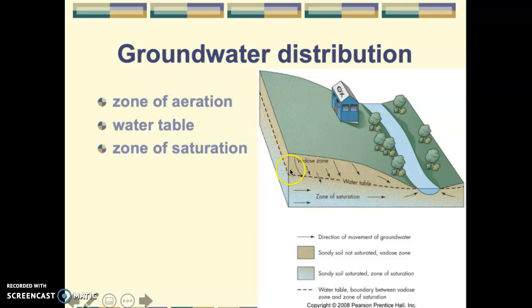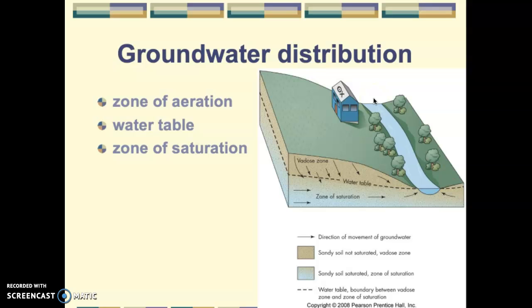Below the water table, all of the pore spaces are filled with water. And so this is called the zone of saturation or the saturated zone. The area above is also called the unsaturated zone. So it has three names: zone of aeration, vadose zone, unsaturated zone. And I apologize if I switch around the use of those. And then the boundary between the two is called the water table.